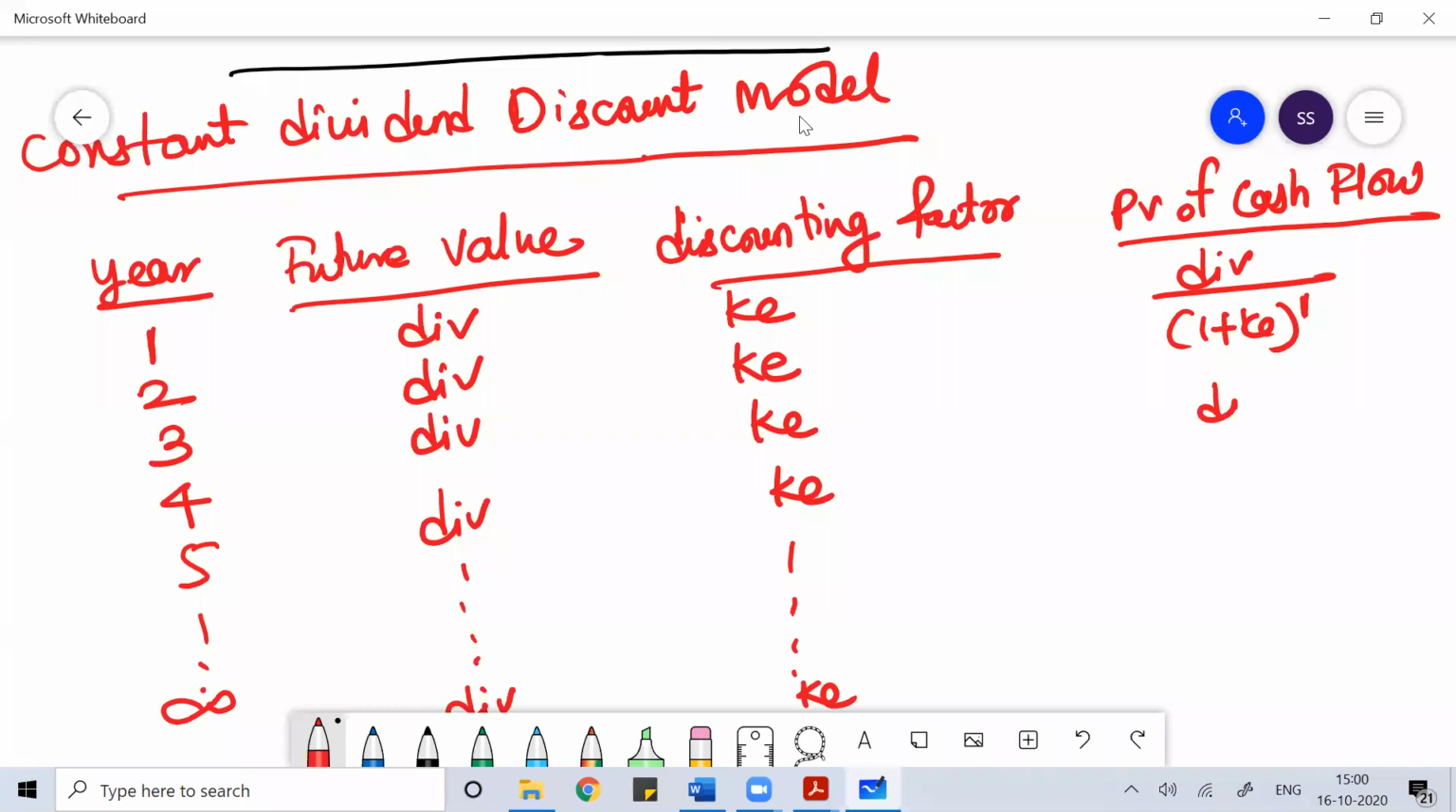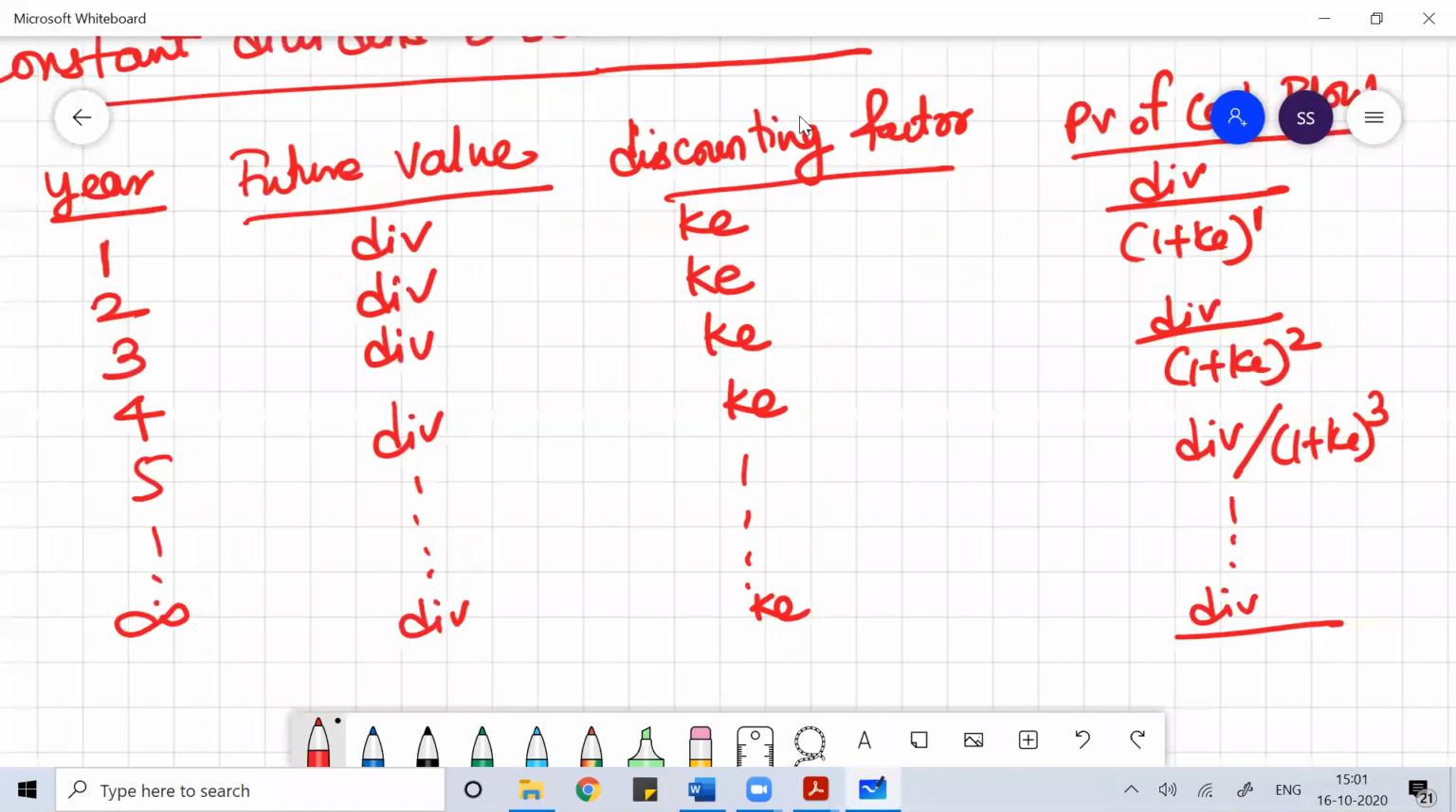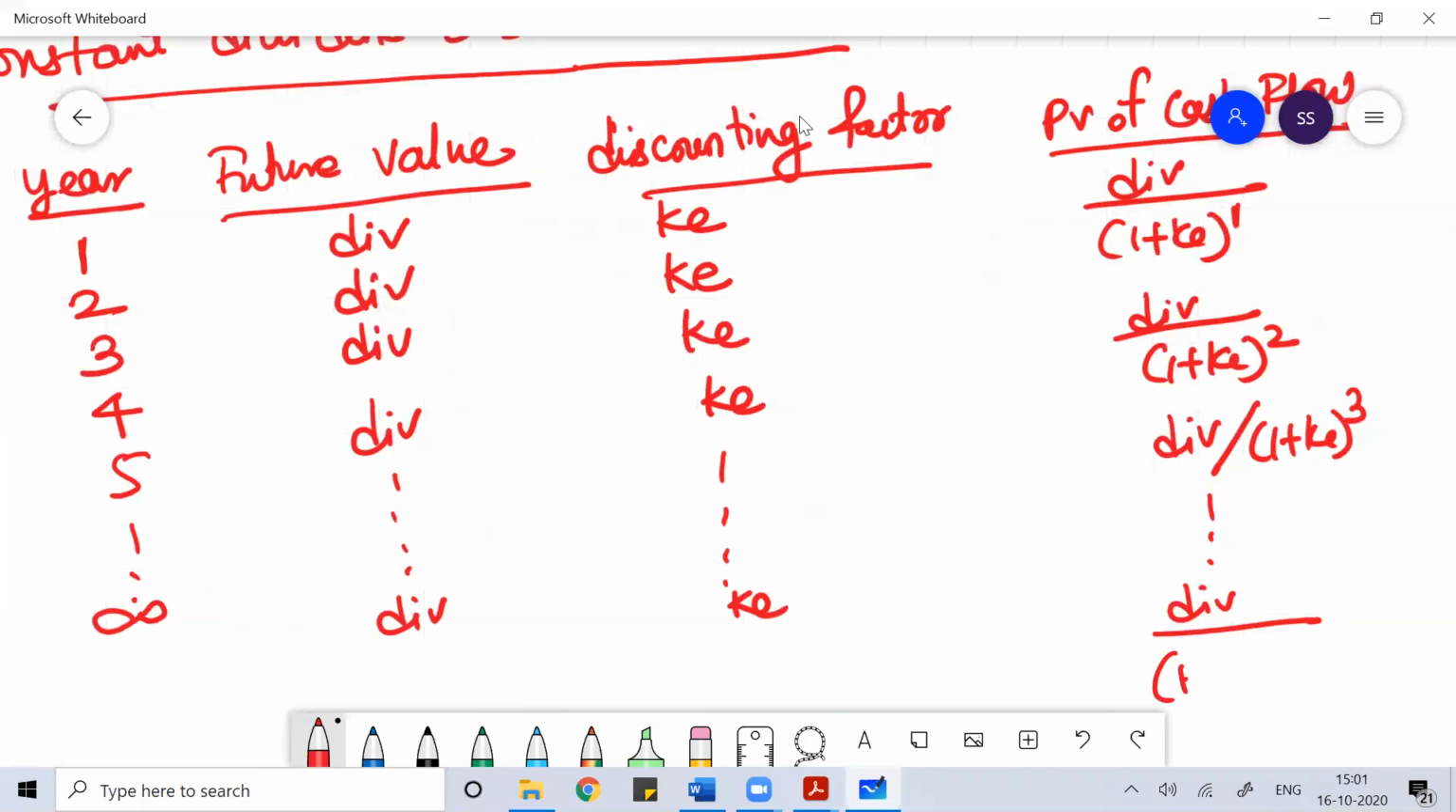For the second year, that would be dividend divided by 1 plus KE to the power 2. Similarly, for the third year, that would be dividend divided by 1 plus KE to the power 3. Similarly, for the last year, infinite year, the value would be dividend divided by 1 plus KE to the power infinity. Okay, so this is the sum total of the present value of all the future cash flows you get. This is the constant dividend discount model.